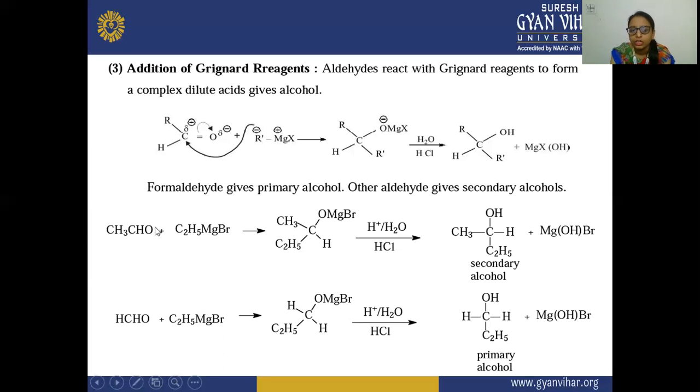So this is your acetaldehyde. This is giving a secondary alcohol, and the formaldehyde is just giving you a primary alcohol. So this was the example here. This carbonyl compound, that is your aldehyde, is reacting with the Grignard reagent, and there is a formation of this complex, and with dilute acid it is hydrolyzed, and then there is a formation of this alcohol plus MgXOH.